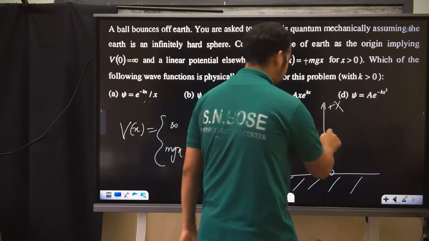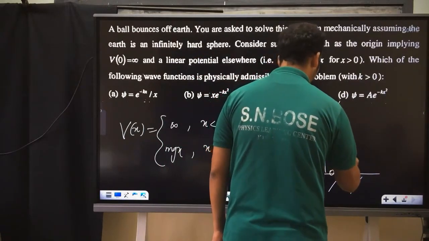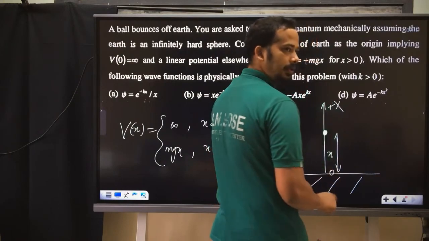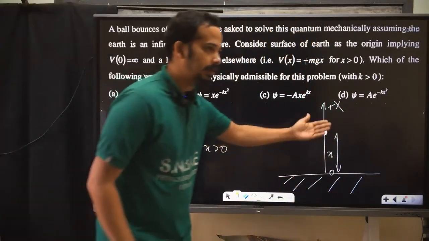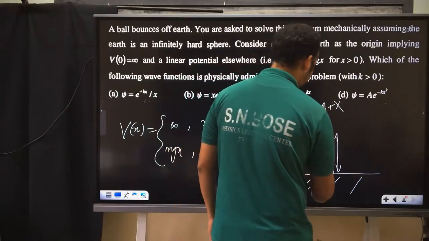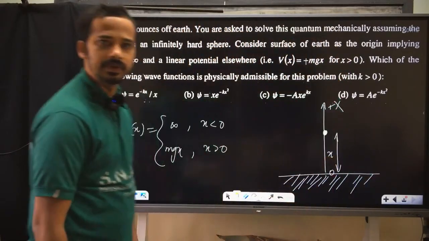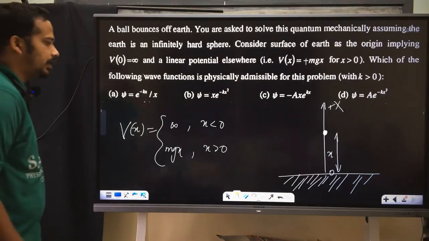If the ball is anywhere here at a distance x from the origin, its potential energy is mg times x, when x is greater than 0. When x is less than 0, our ball cannot penetrate into that region. Potential is infinity. Can I say like this? Which one of the following wave functions is physically admissible?